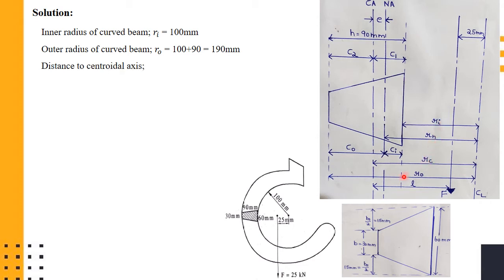Next we will calculate the distances. Later on we'll come to the radius of the neutral and the centroidal axis. We'll calculate the distance to the centroidal axis. Usually in a rectangle you could have divided by 2 and you would have got the result, that is width divided by 2, but here that is not the case since it is a trapezoid. So distance to the centroid has to be calculated.